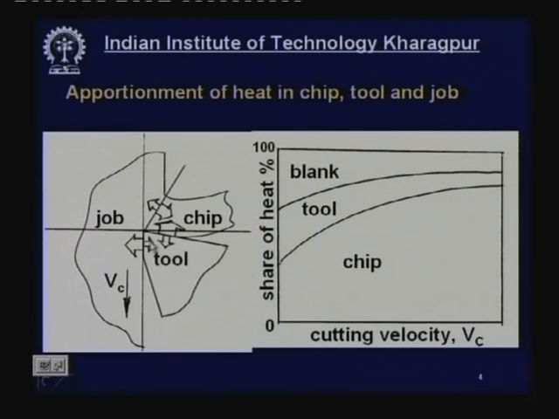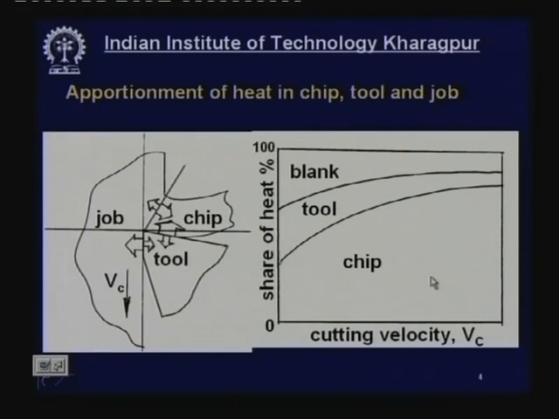For that it receives a lesser amount of heat, and the heat generated at the principal flank and auxiliary flank is shared between the tool and the job. Major portion goes into the job, which is more thermally conductive and is a large sink. So, it absorbs more amount of heat.